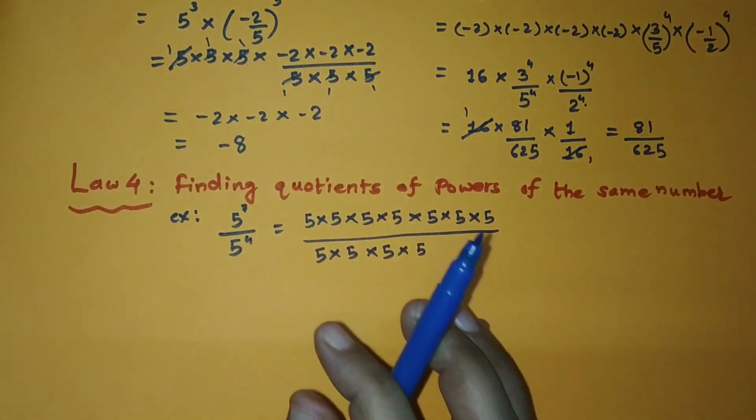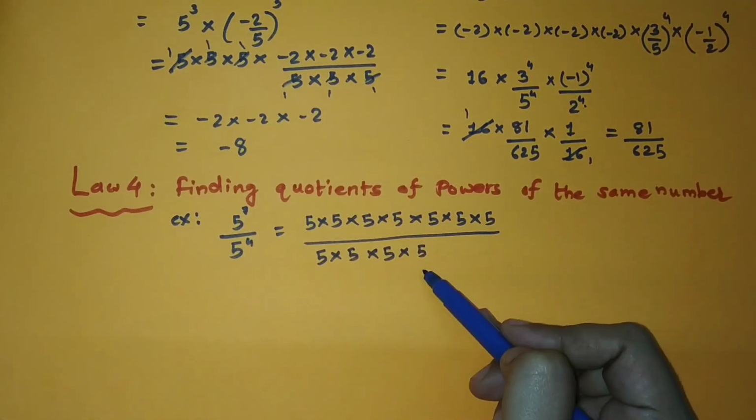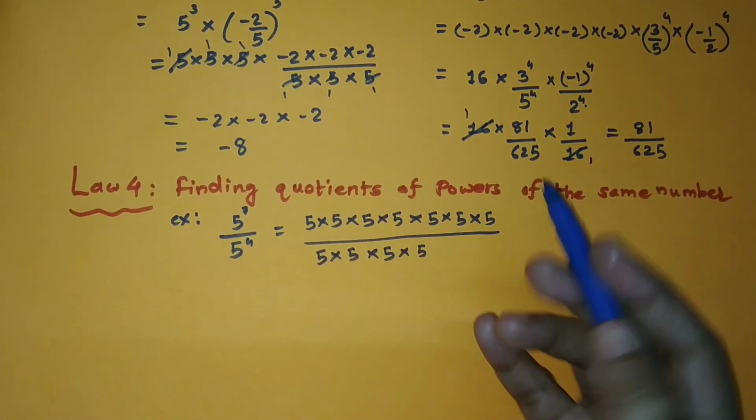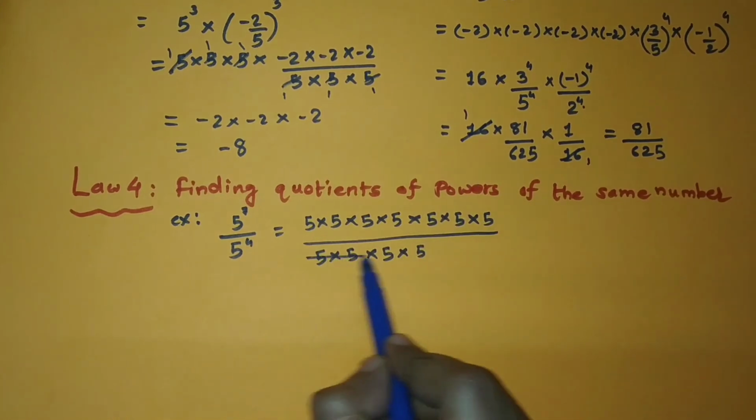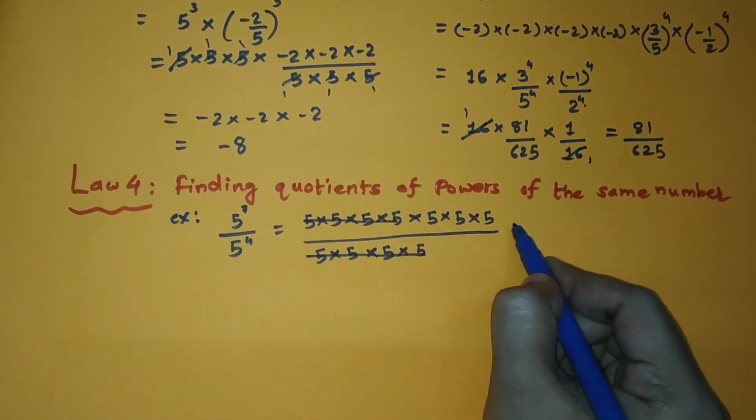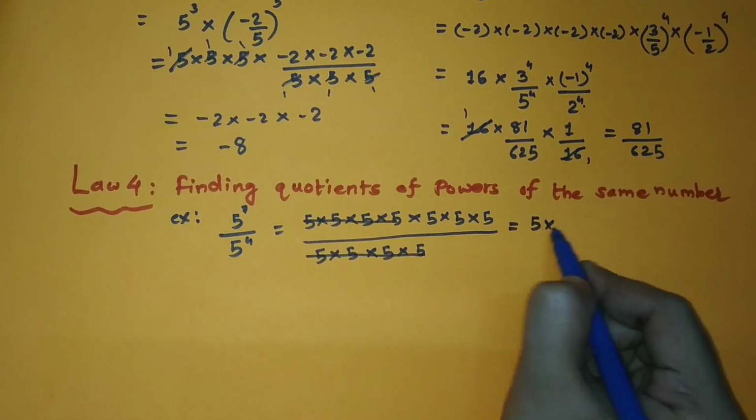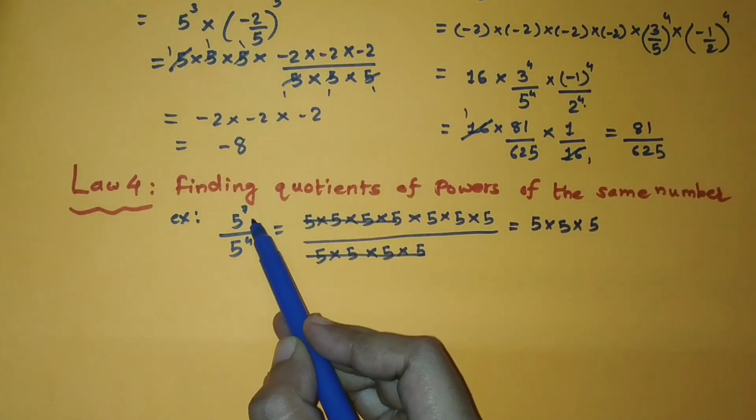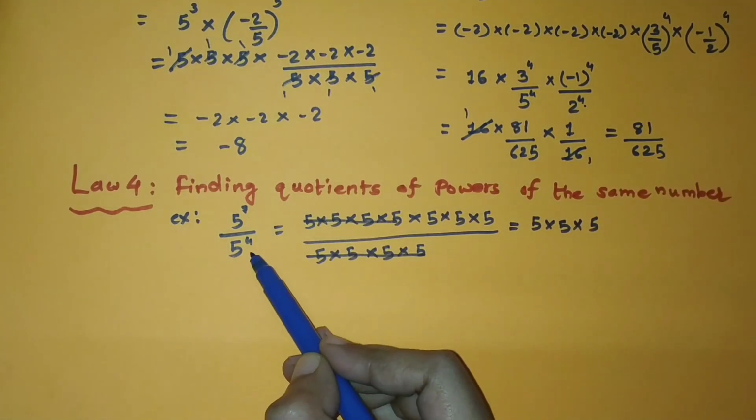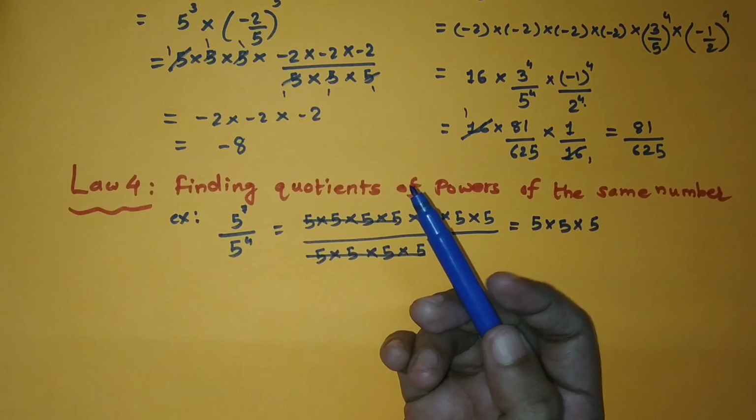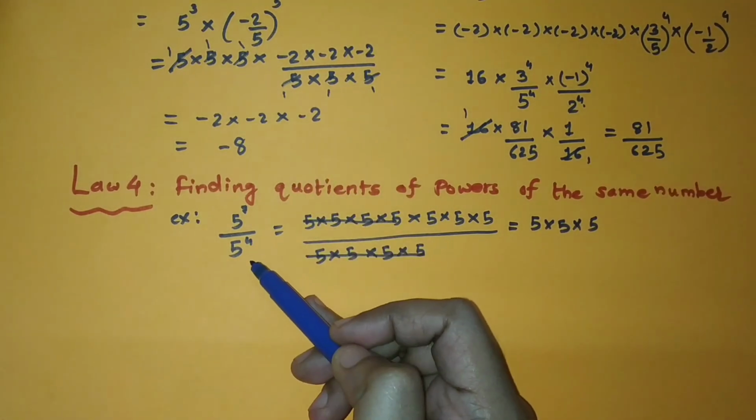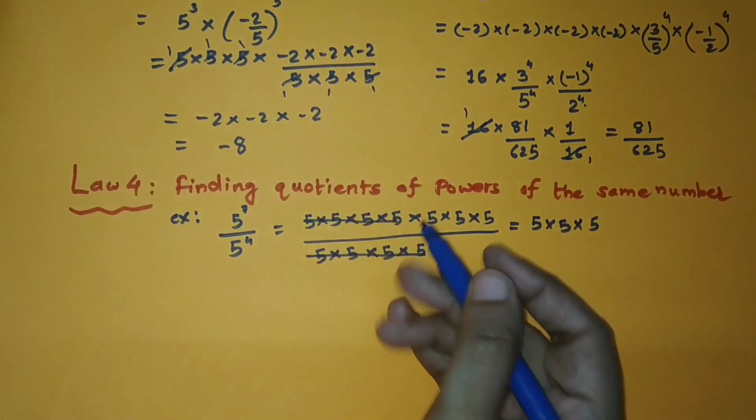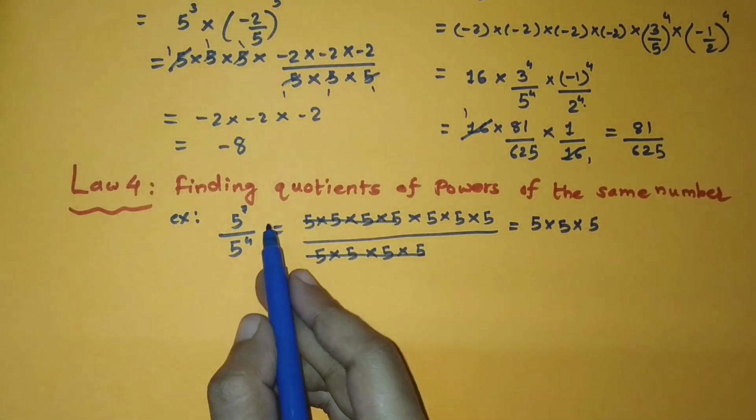Here the same number is there. Here 7 factors of 5 are there, and here 4 factors are there. So after cutting these 4 factors with those 4 factors, what is left with you? You are left with just 3 factors, that is 5 into 5 into 5. You have only 3 factors left. How? It means you have subtracted these 4 factors from the 7 factors. That means you can write it shortly like this.